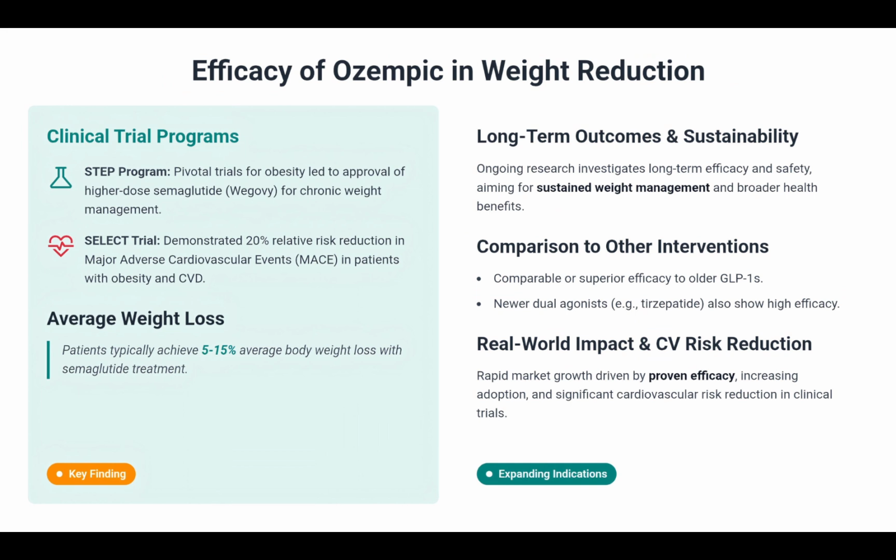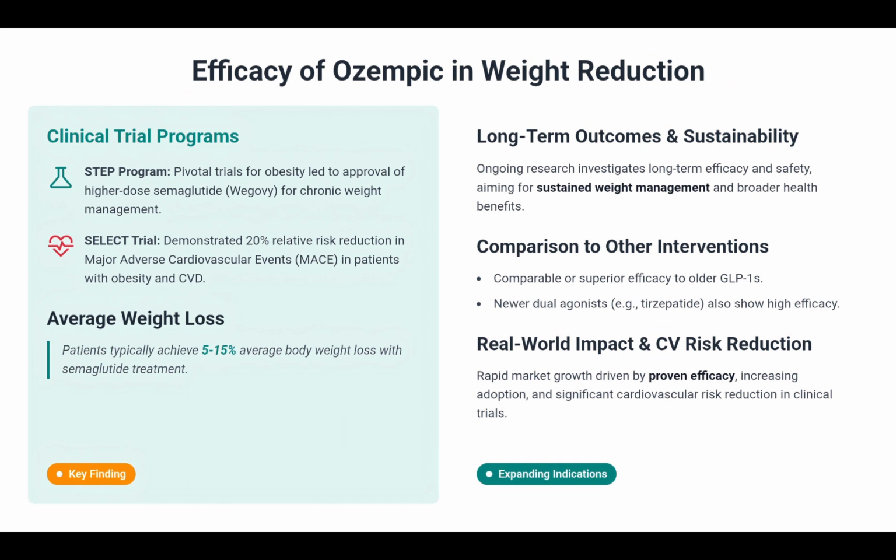Average weight loss in clinical practice with the Ozempic formulation: patients typically achieve 5 to 15% average body weight loss with sustained treatment. With a higher Wegovy dose, weight loss exceeding 15% is commonly reported. Regarding long-term outcomes and sustainability, ongoing research continues to investigate the durability of these effects. It is critical to counsel patients that weight tends to regain if the medication is discontinued without concurrent lifestyle modification, making the drug a long-term commitment in most patients.